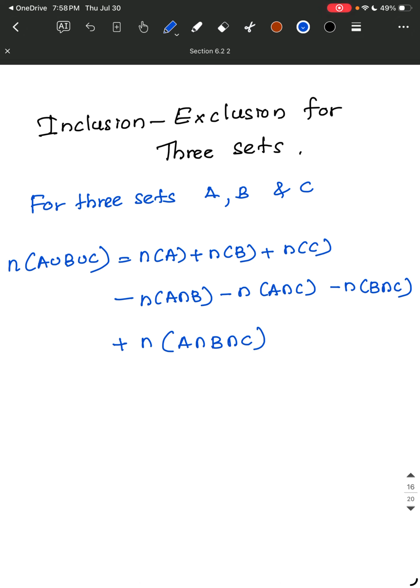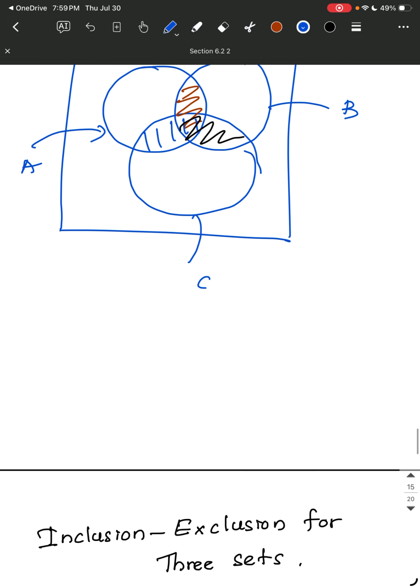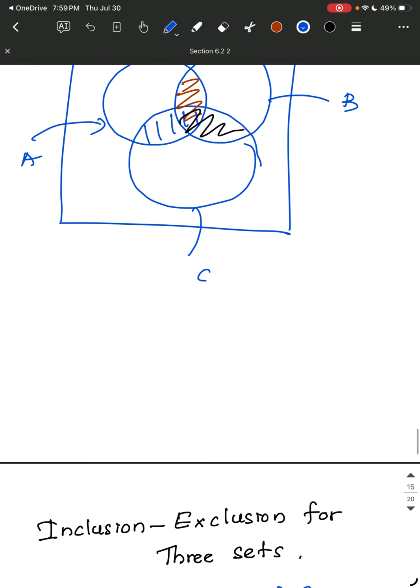So the pattern is: add the three individual set sizes, subtract the three pairwise overlaps, add back the triple overlap. Why do we add the triple overlap back? Because it was initially counted 3 times and then subtracted 3 times. At that point, it has been counted 0 times. So we add it once.